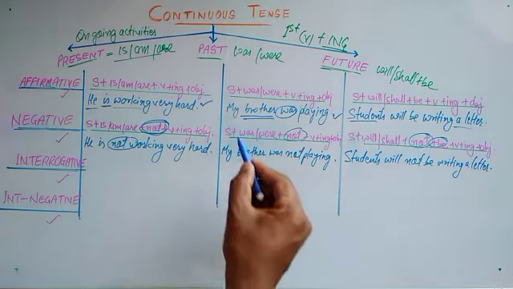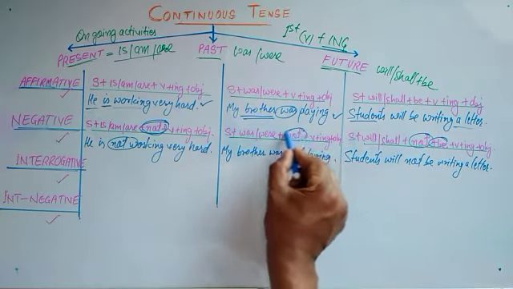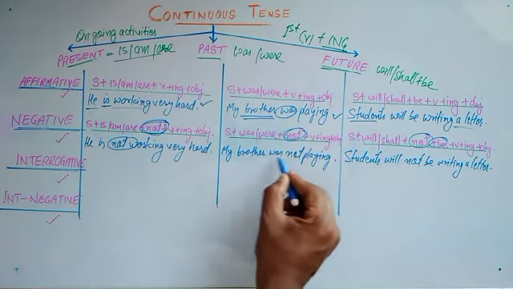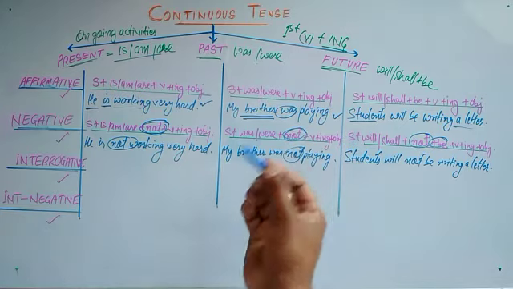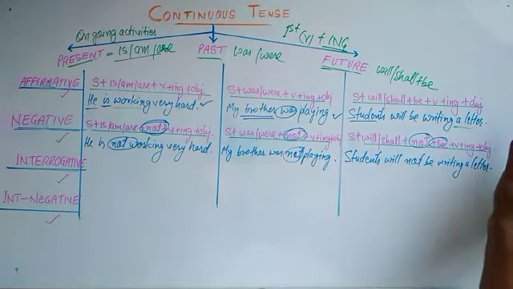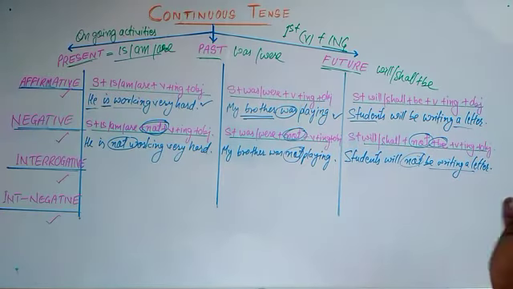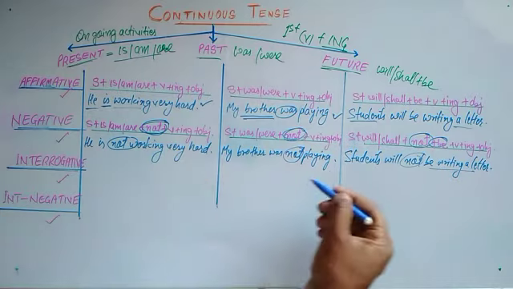Then in past, in affirmative we had "my brother was playing," and here we added one more thing, not. So "my brother was not playing," negative sentence. Then in future, "students will be writing a letter," here "students will not be writing a letter." This is the sentence structure for negative sentence.